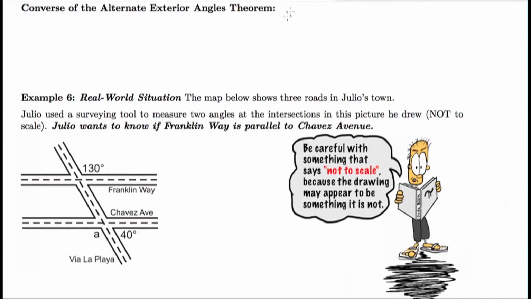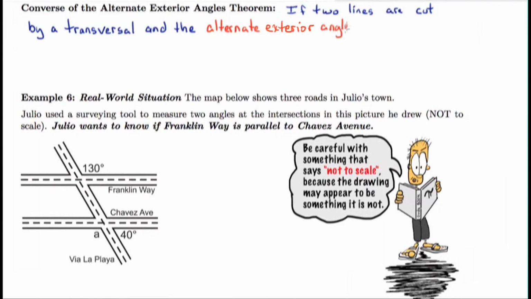Converse of the alternate exterior angles theorem. If two lines are cut by a transversal and the alternate exterior angles are congruent, then the lines are parallel.